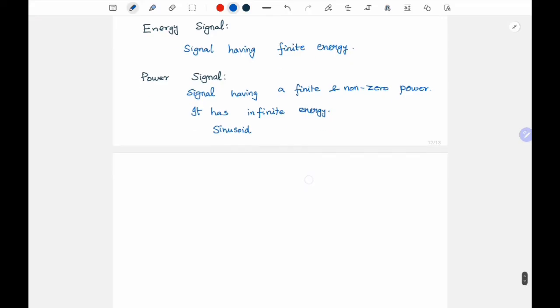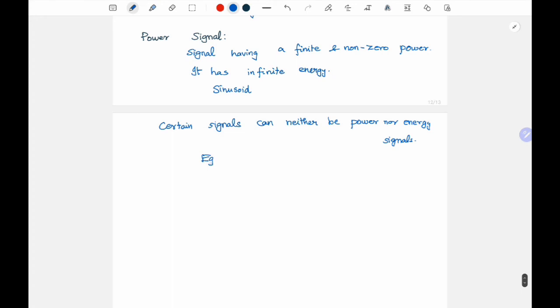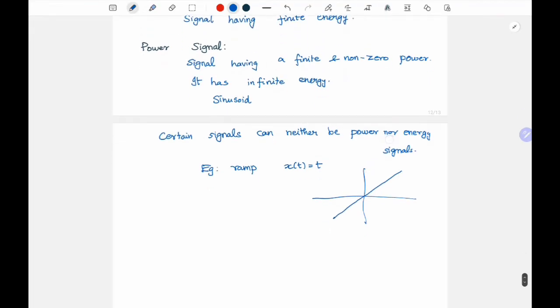And again, certain signals can be neither power nor energy signals. For example, if you have a ramp. A ramp is nothing but x of t equal to t. So it is just growing up with time, right? So even if we try to calculate the power, it will not converge, it will tend to infinity. So it is neither an energy signal nor a power signal.